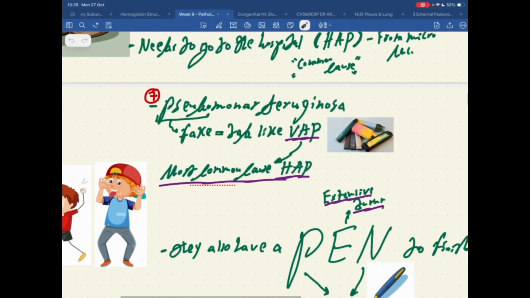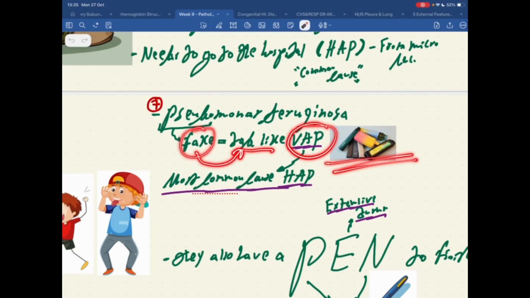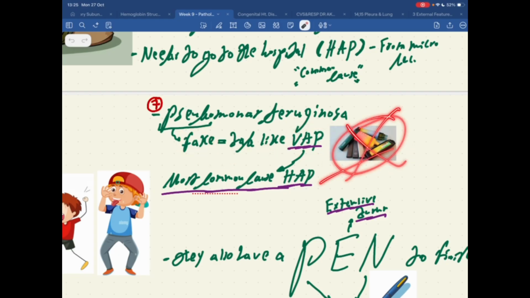So, moving to the seventh bacteria, Pseudomonas aeruginosa. Pseudo means fake. Fake is bad. And what is also bad? It's vape. Please stop vaping if you are, okay? Vape is very bad, okay? So this is how we connect Pseudomonas aeruginosa with VAP.